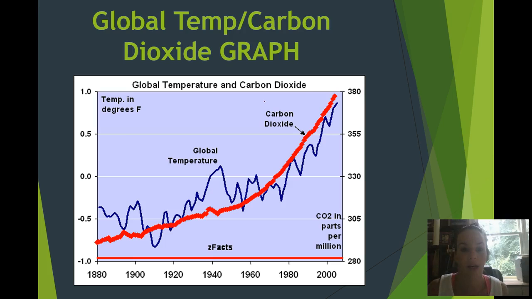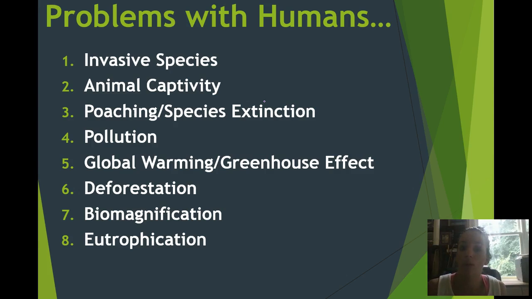So humans, we have some problems. We create an invasive species issue by transporting species to other areas where they don't belong, whether that's knowingly or unknowingly. We put animals in captivity, poaching, species extinction, hunting for ivory, pollution, of course, and global warming and the greenhouse effect, which we'll talk about more in a minute. Deforestation, so we're destroying their habitats. We see this daily around our school. Just take a look at how many places maybe used to be a meadow or a forest when you were in elementary school, and now it's a subdivision. Also, two important terms, biomagnification and eutrophication, which we will also talk about.